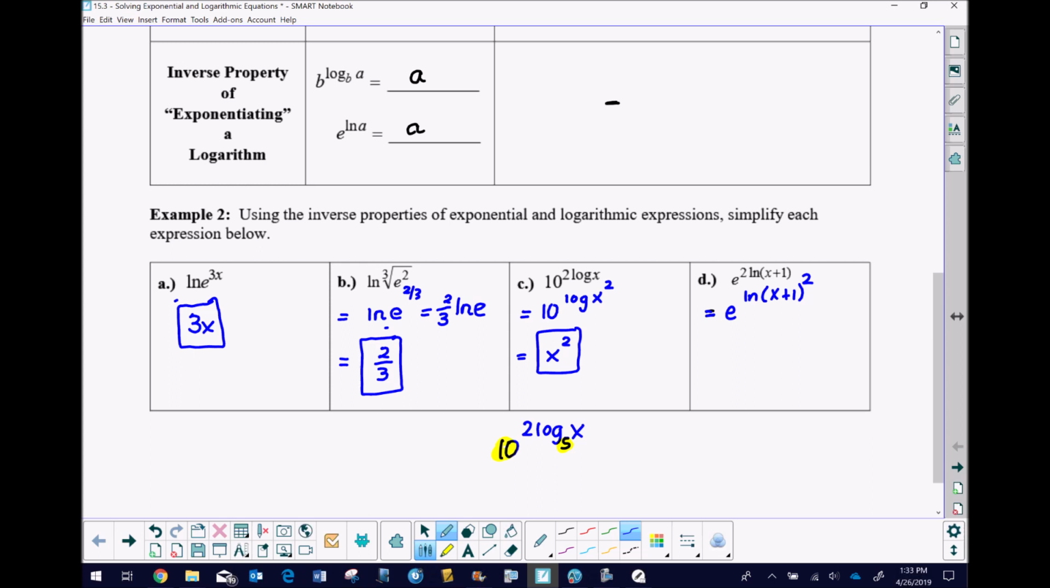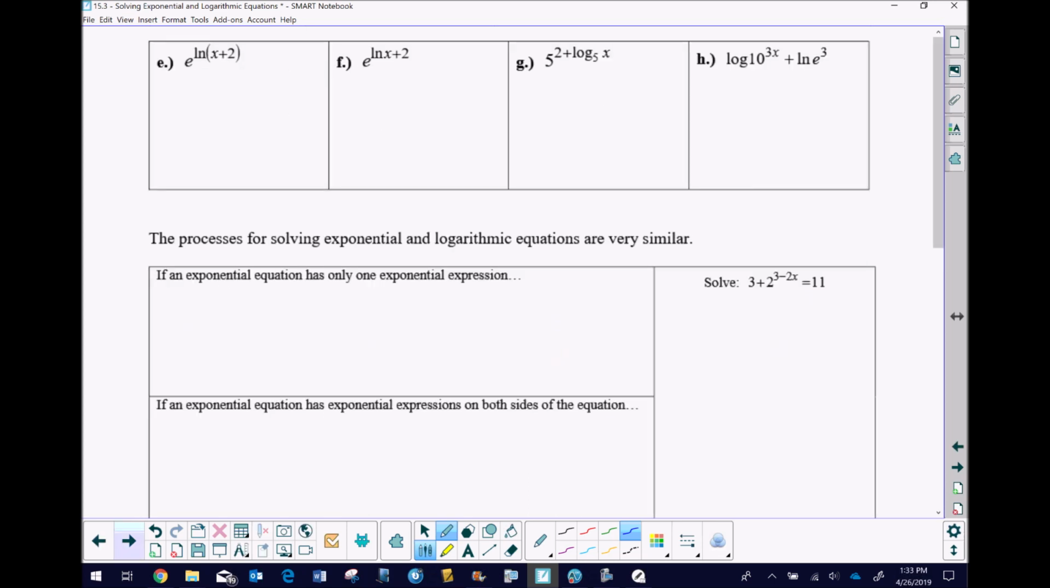The e and the ln will cancel, and then our result is x plus 1 quantity squared. All right. Okay, there are a few other problems in this group that I tell you what, I am going to go ahead and pause the video, and I'm going to go ahead and work these out and allow you guys to check them here in just a moment.